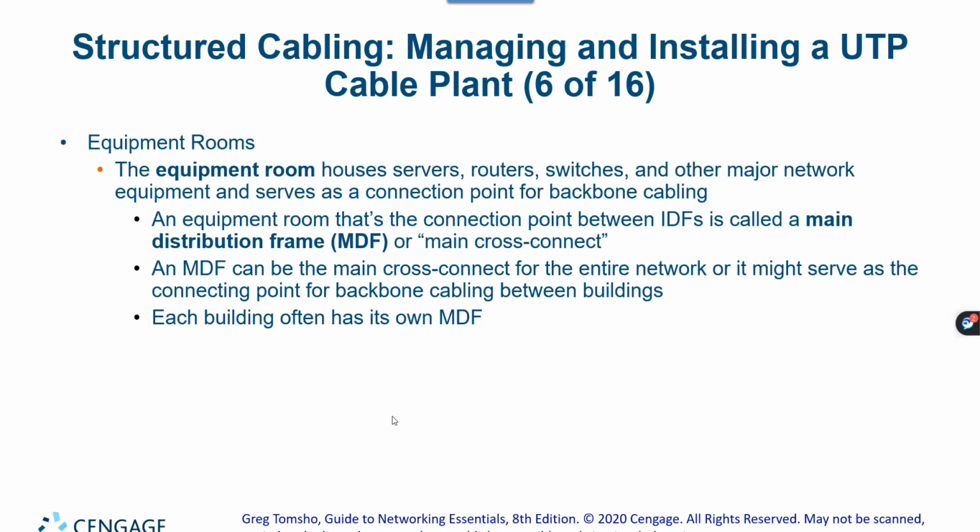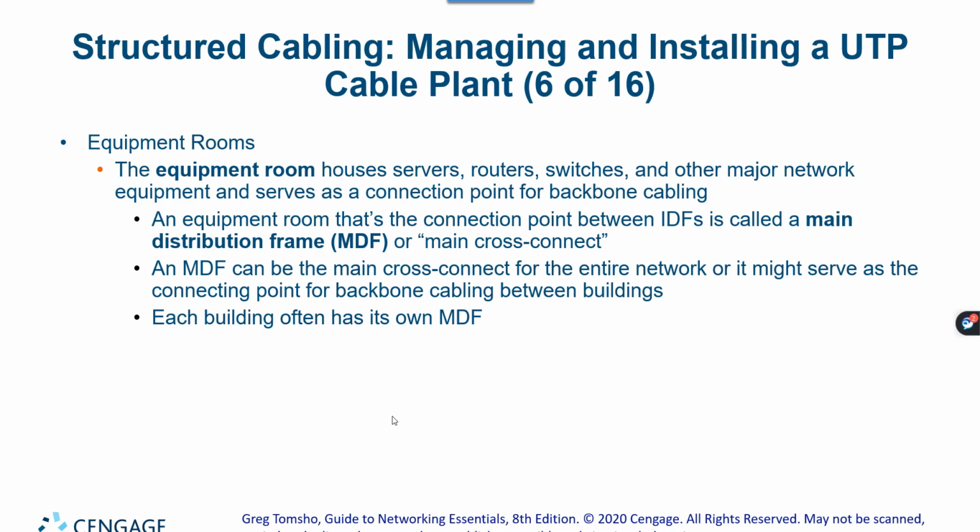We also have equipment rooms. In the equipment room, we're going to have servers, routers, switches, and other major networking equipment. It serves as a connection point for the backbone cabling or the risers or the vertical wiring, as they call it. So we're going to have a room with all our servers and all of our equipment in there. It's going to be called a main distribution frame, and all of the intermediate distribution frames are going to feed into it.